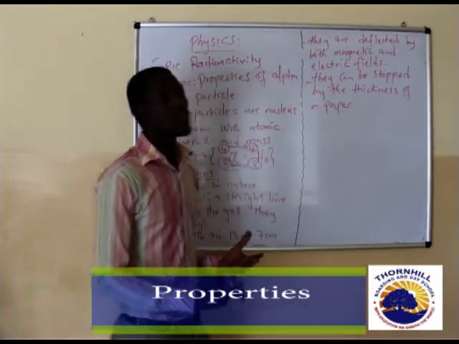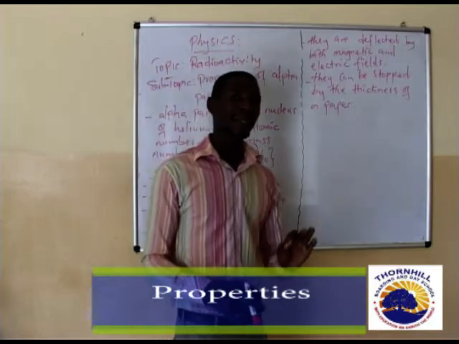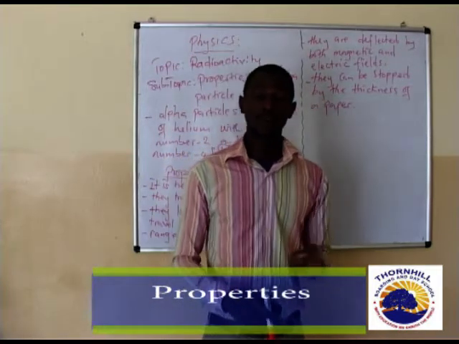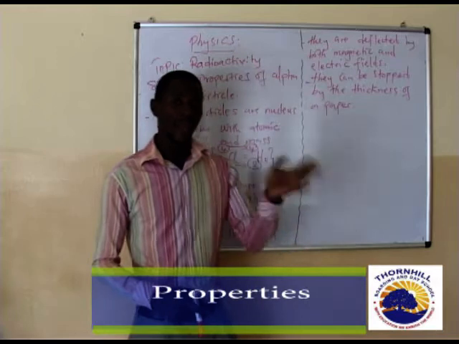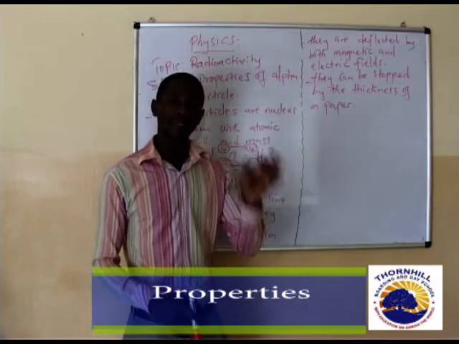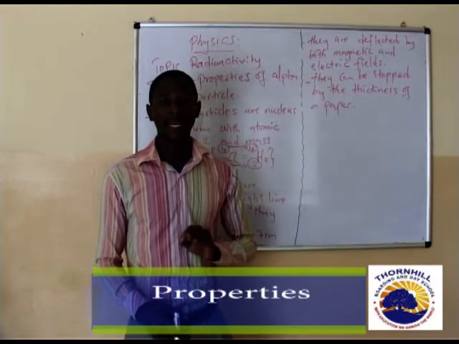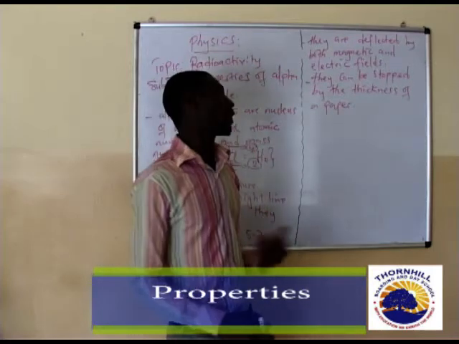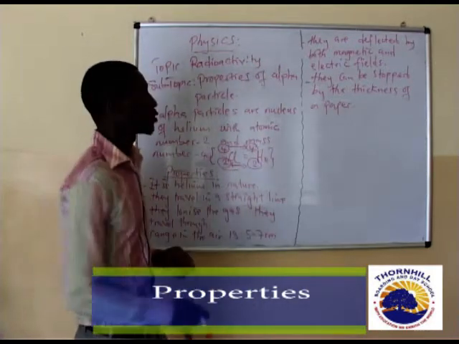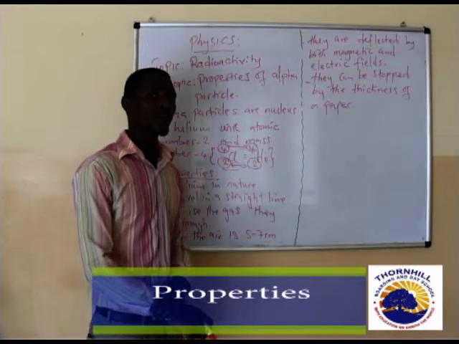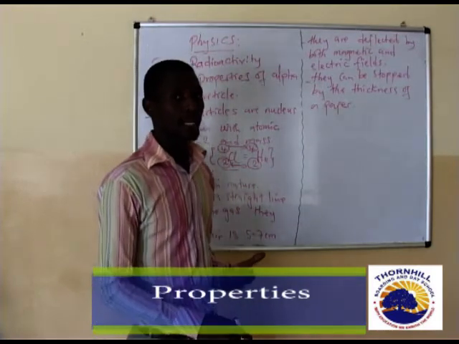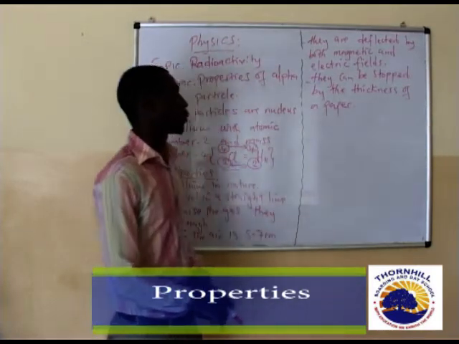So you don't expect a magnetic field or an electric field to have no effect on the alpha particle, because they are charged, and hence they can be deflected by these two fields, the magnetic field and the electric field.